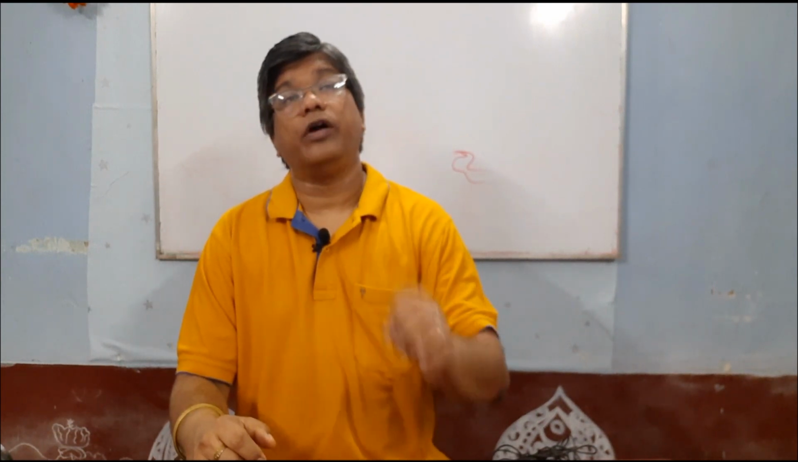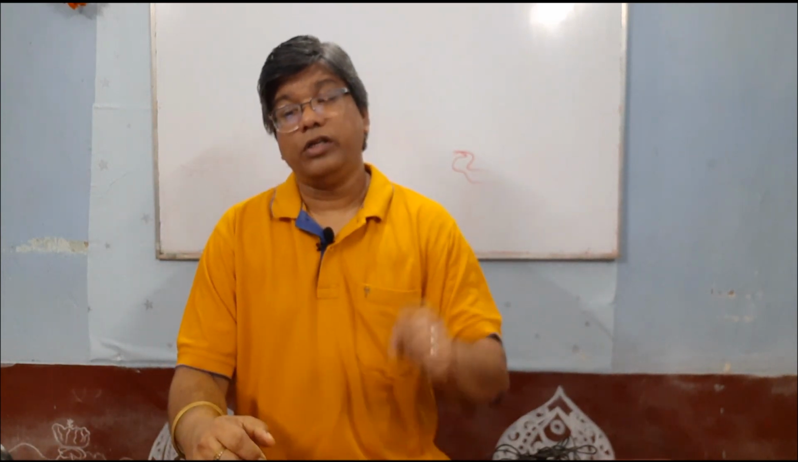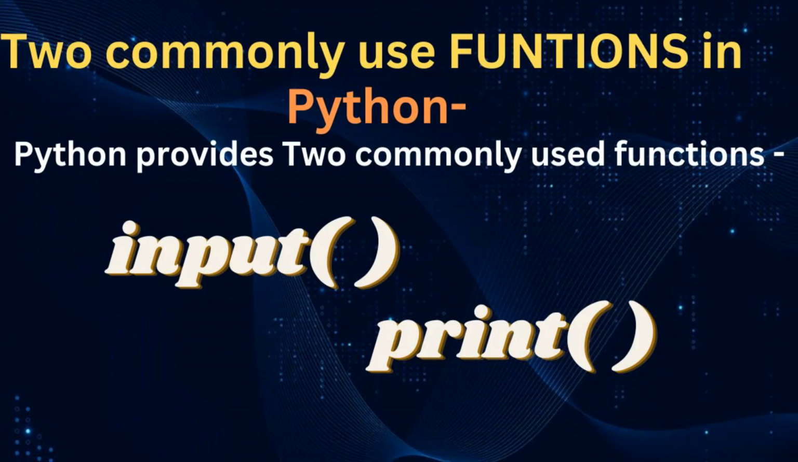Now next, two commonly used functions which are essentially required every time we write a Python program. What are these two functions? One is the input function and the other one is the print function. How do we indicate that it's a function after input and after print? When we see parentheses, that means a bracket open and then a bracket close, it indicates a function. That means input is a function and also print is a function.